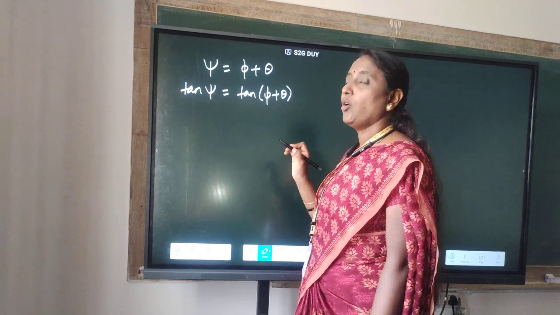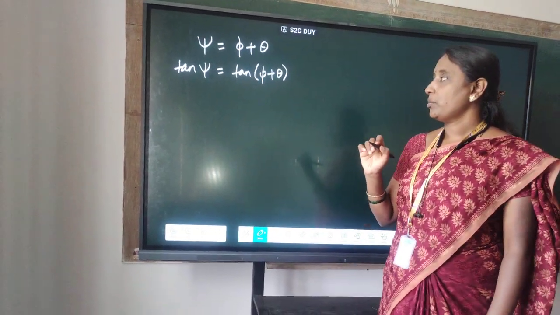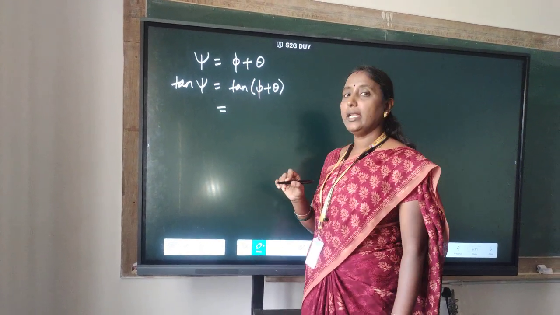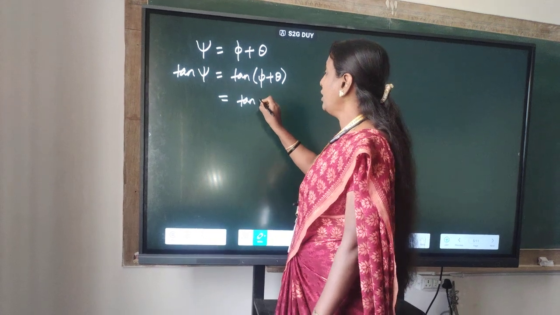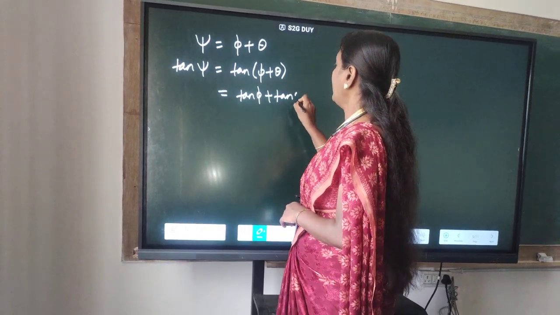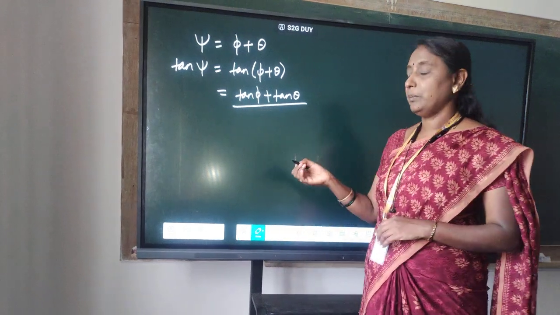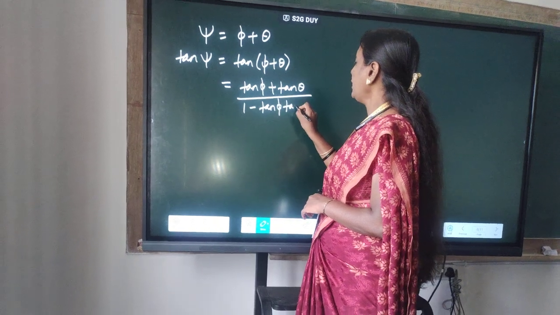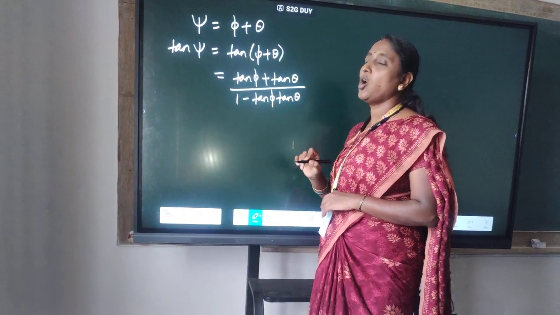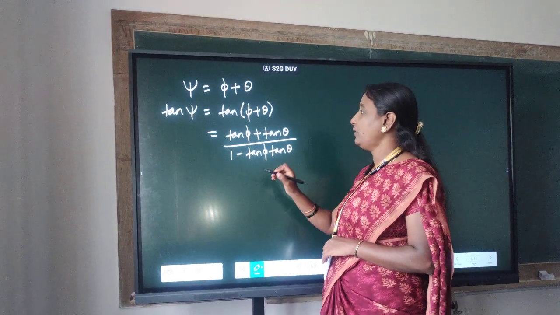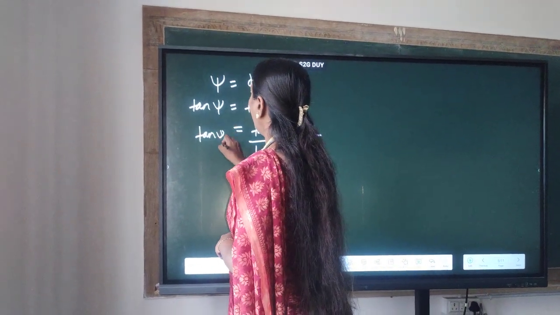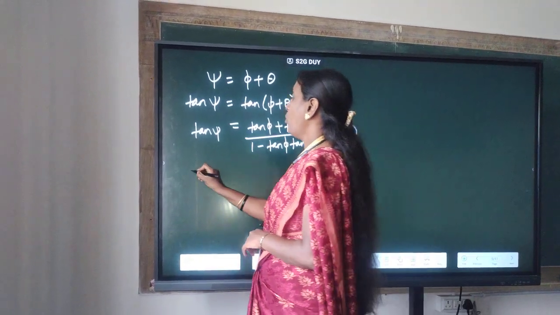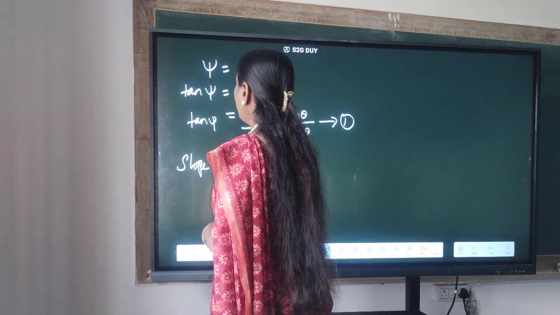So it is looking like tan of A plus B. What is the tan of A plus B formula? It is nothing but tan A plus tan B by 1 minus tan A into tan B. If you apply that formula, we get tan phi plus tan theta by 1 minus tan phi into tan theta. So here our A and B are phi and theta. Now we will call this equation 1. Next we will move on to the slope of the tangent.